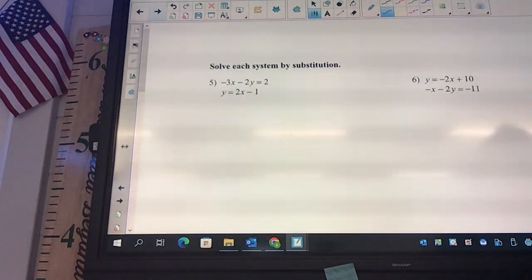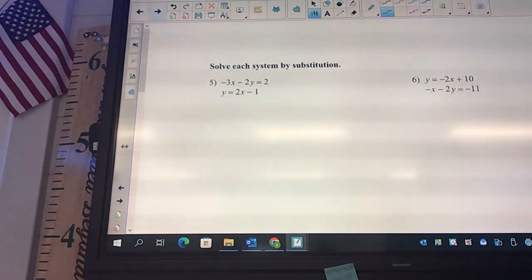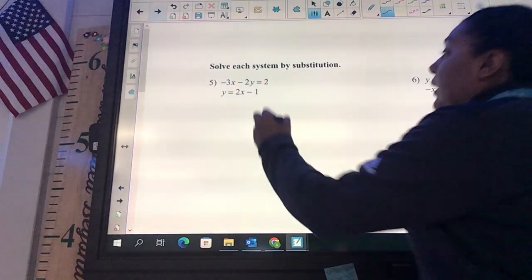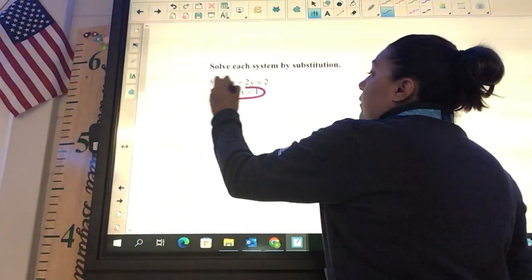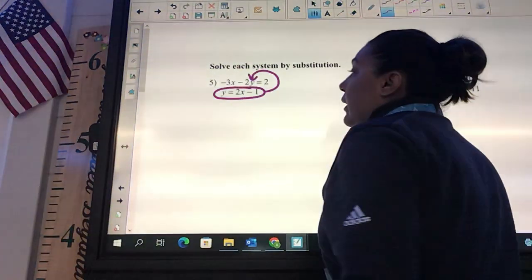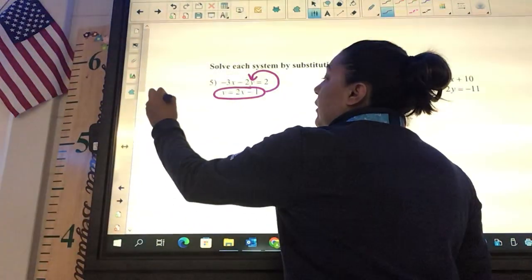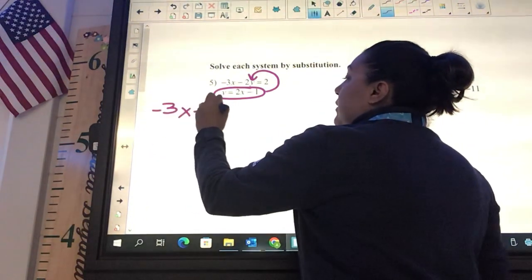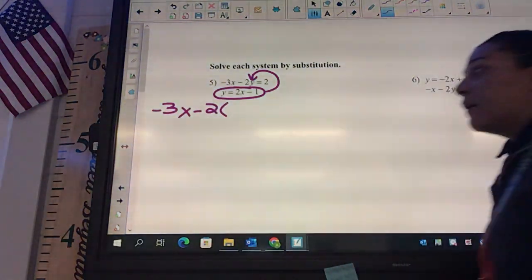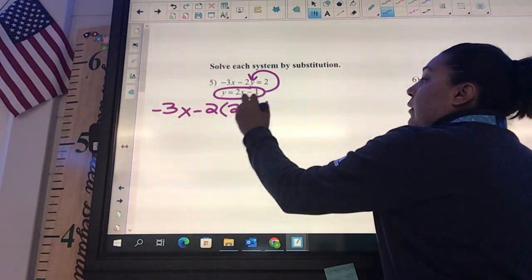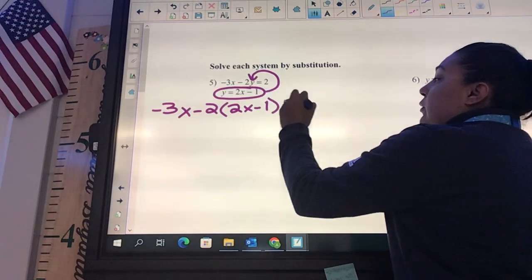Okay, substitution and elimination. There's a lot of steps and I'm not gonna write them down. Okay? So essentially you're gonna circle the one that says y equals. Which one is that? The bottom one. And you're gonna plug it into the other one, up there for the y. So we got negative 3x minus 2, and instead of y, what are we writing? 2x minus 1. Equals 2.